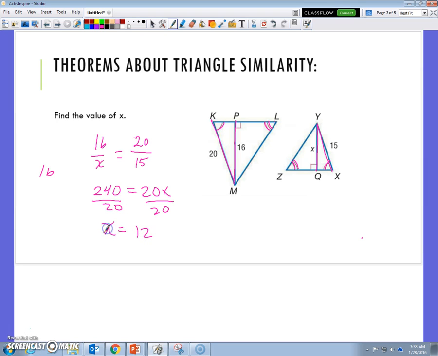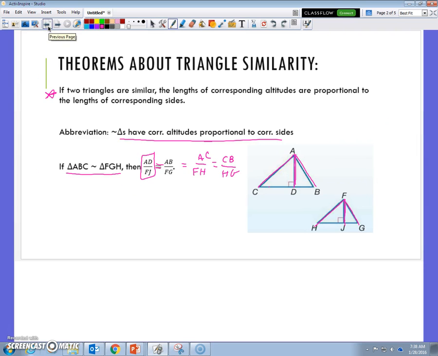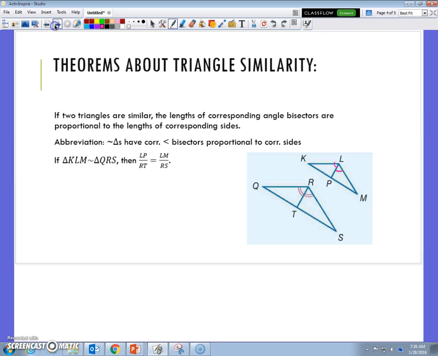All right, so in this case, I would say that this altitude here, x equals 12. All right, pretty straightforward. Now we have altitudes that fit the same ratio as the rest of our triangles. So one more time, I just want to say it again so you can hear it. Similar triangles have corresponding altitudes proportional to corresponding sides.